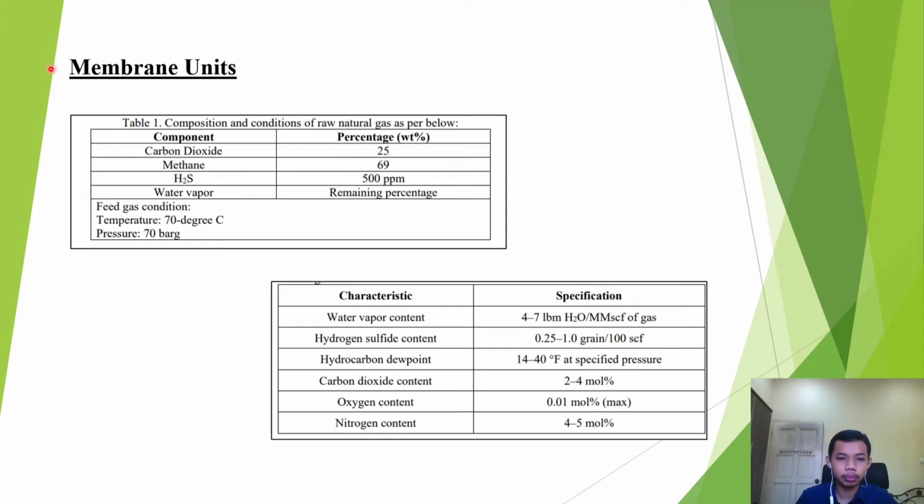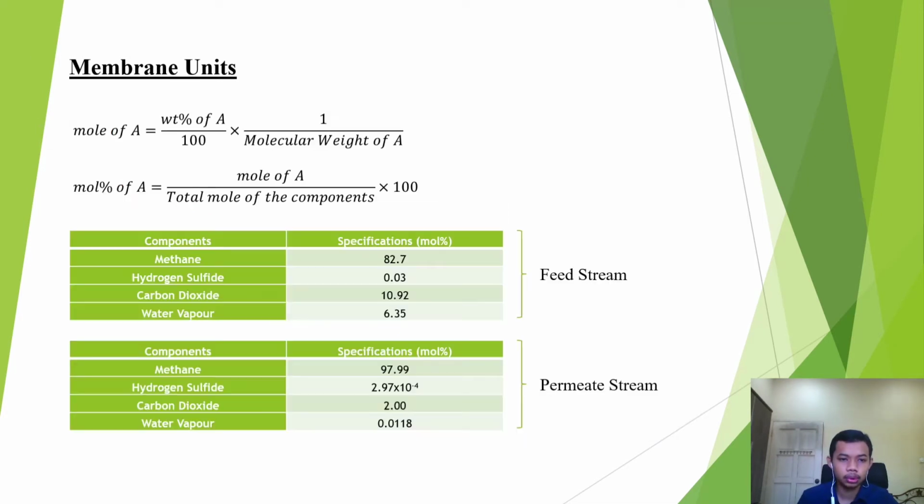Before we proceed to the membrane units, we need to consider the conditions and specifications of the components in these two tables. To find the mole fraction or mole percentage, we need to use these formulas given in the slide. The table below shows the specification in mole percent of the components for both feed and permeate stream.